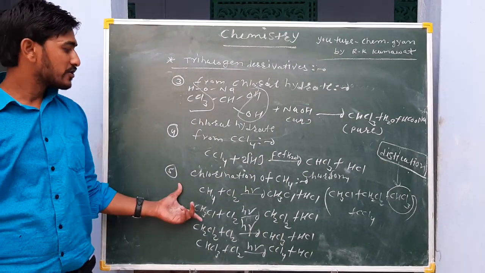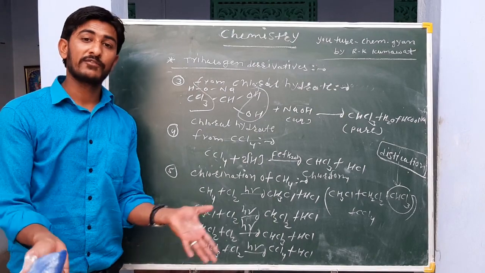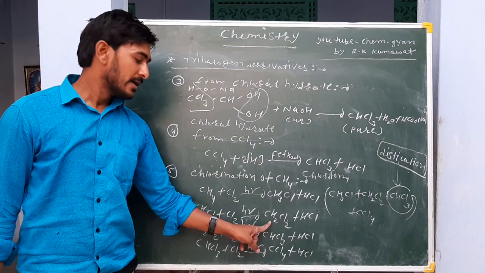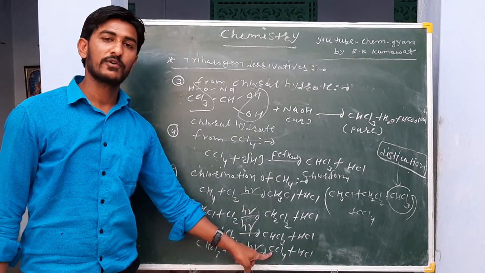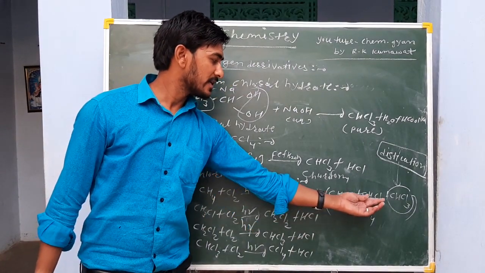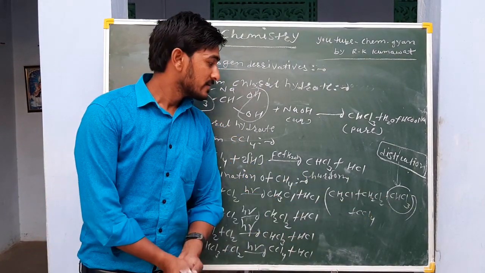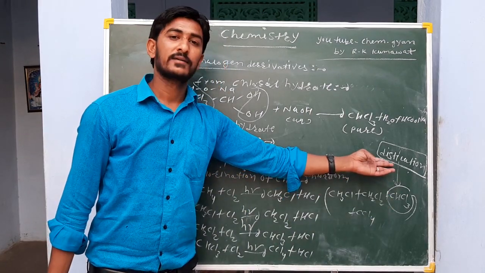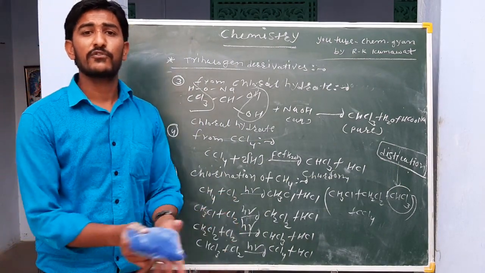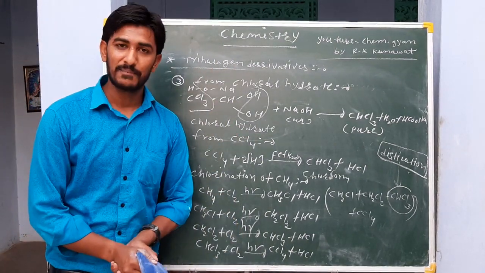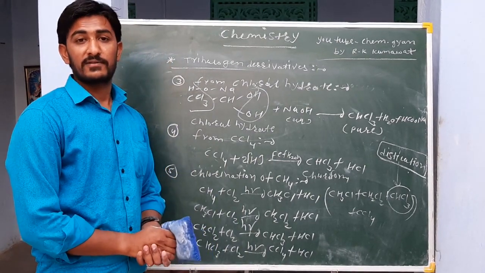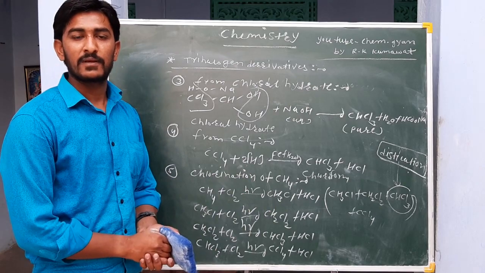Chlorination of CH4 products are formed in 4 steps. Number first, CH3Cl methyl chloride is formed. Number second, methylene chloride. Number third, chloroform. And number 4, CCl4. The product is formed as a mixture of CH3Cl, CH2Cl2, CHCl3 and CCl4, and CHCl3 is isolated by distillation. So the preparation methods of trihalogen derivatives are complete, and the next topic we will study next day. Thank you so much.